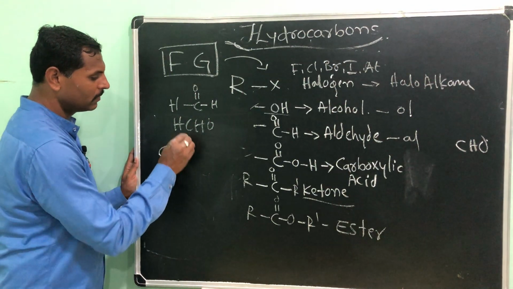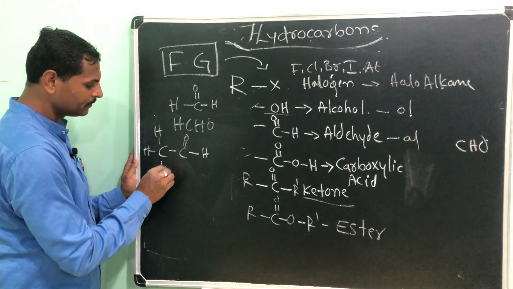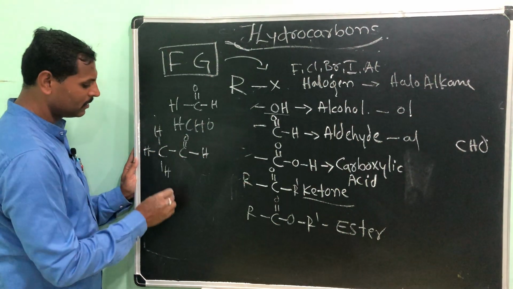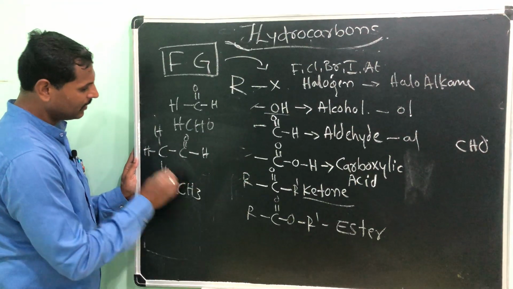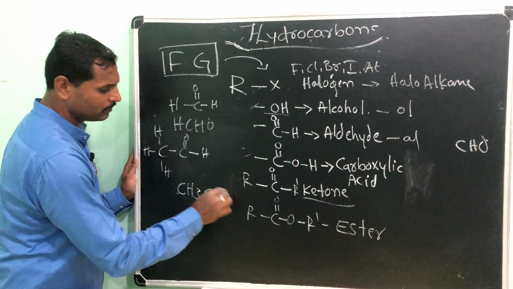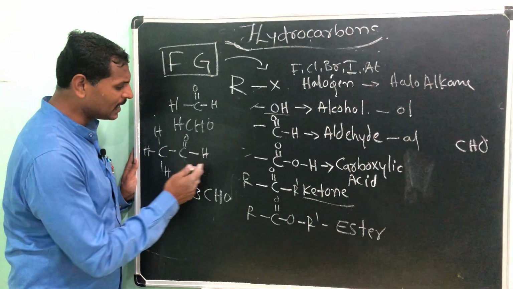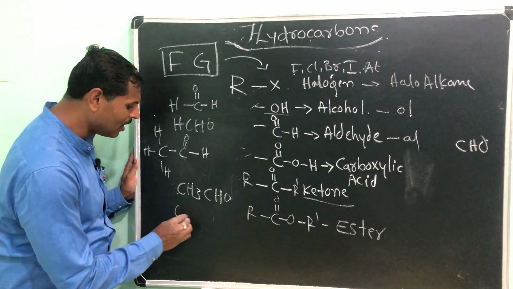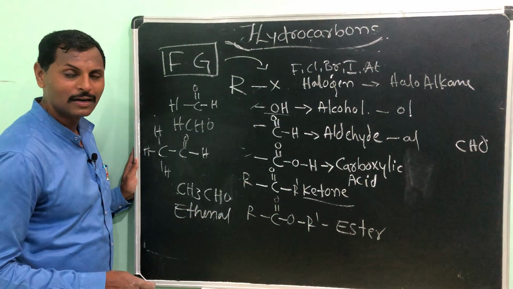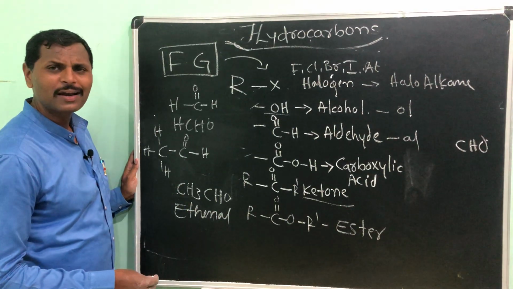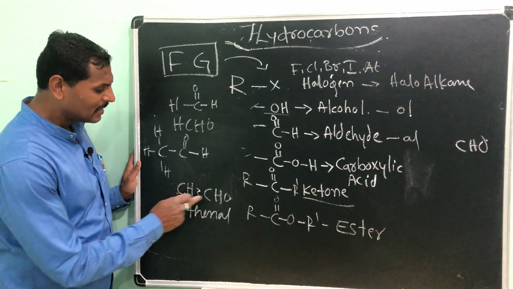See here, I am writing this one. 1, 2, only 2 are there, C2, right? Or I will write only CH3 CHO. Name it. How many carbons are there? 2 are there, no? And which group is there? Aldehyde group is there. Then ethanol. Okay, ethanol. This is the IUPAC name. What about the common name, sir? Ethylaldehyde.